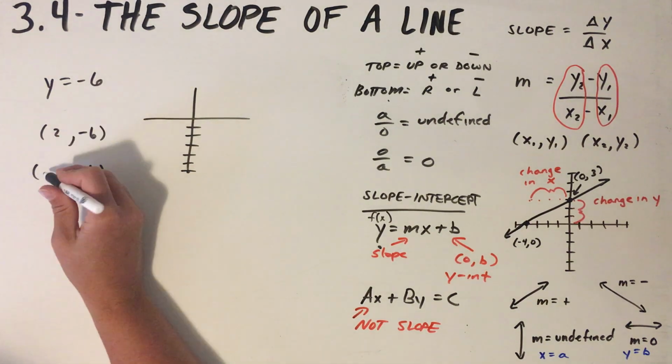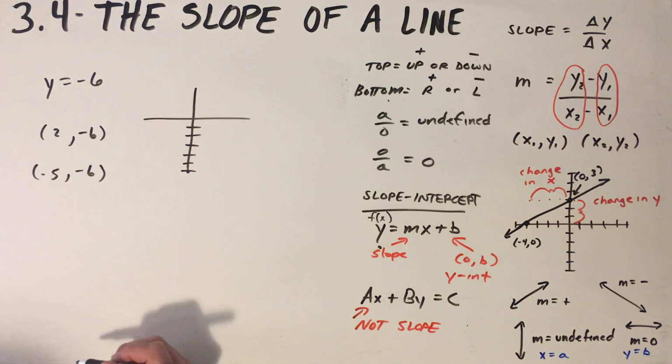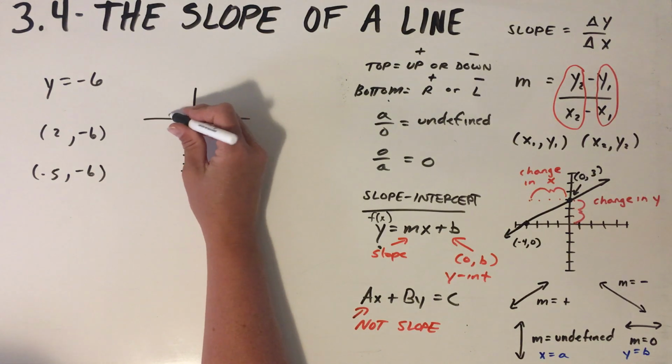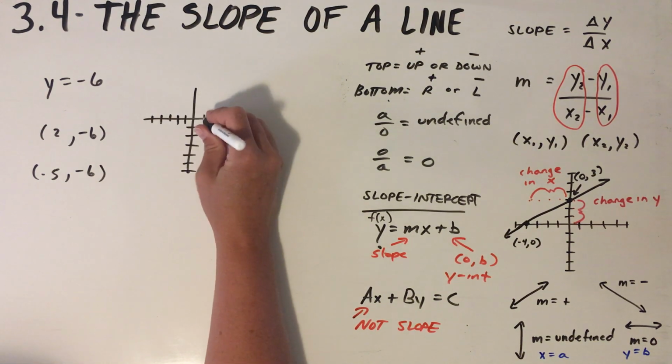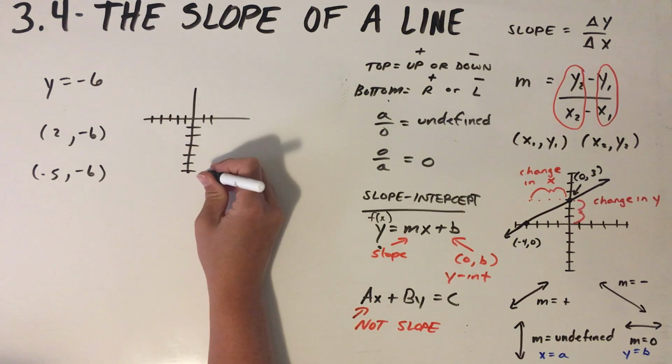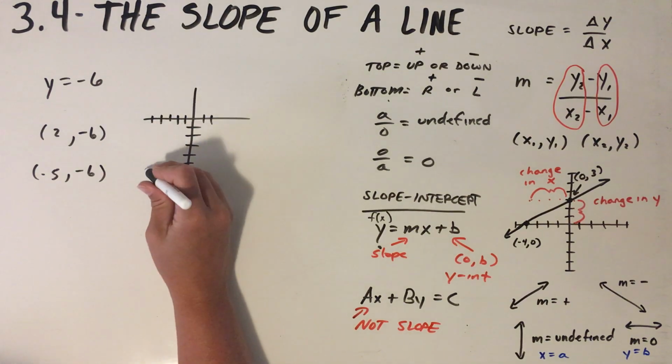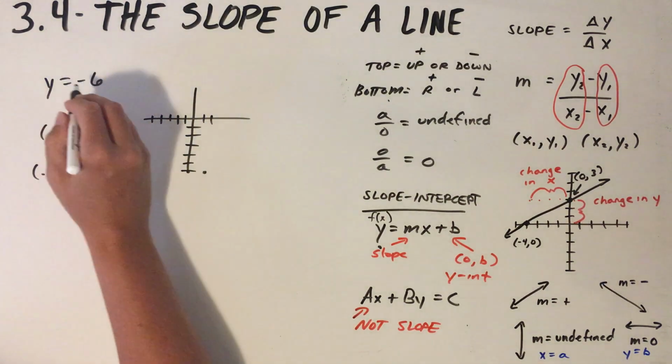So we could do this as like 2, and we could do this as like -5. Okay, so at 2, the value is -6, and at -5, the value is -6. So no matter what, y is -6.